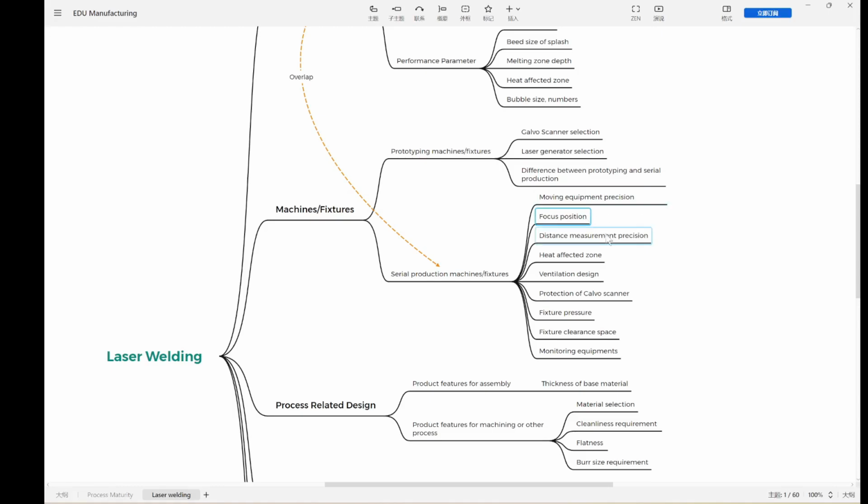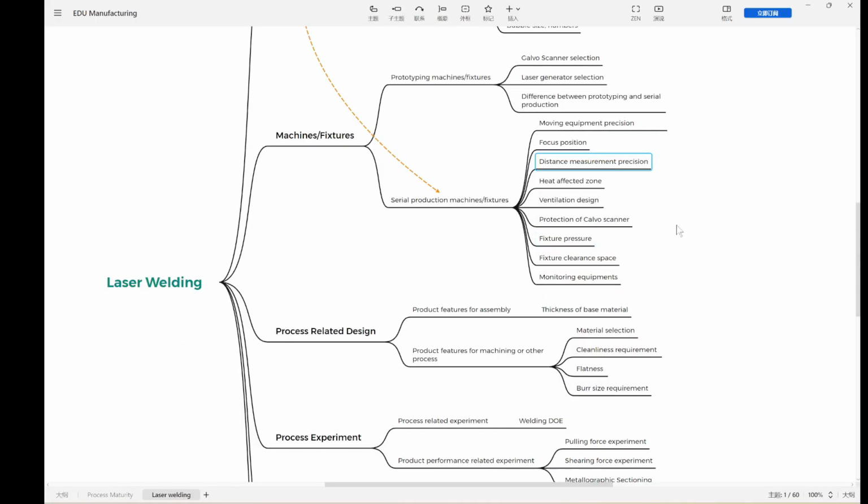And the focus position: is the focus position higher or lower than the welding surface? The distance measurement position, you need to measure first. You need to measure every time, the distance between the laser generator or the galvo scanner and your welding surface. Every time you need to do an online distance measurement, and this will be checked by the MSA.